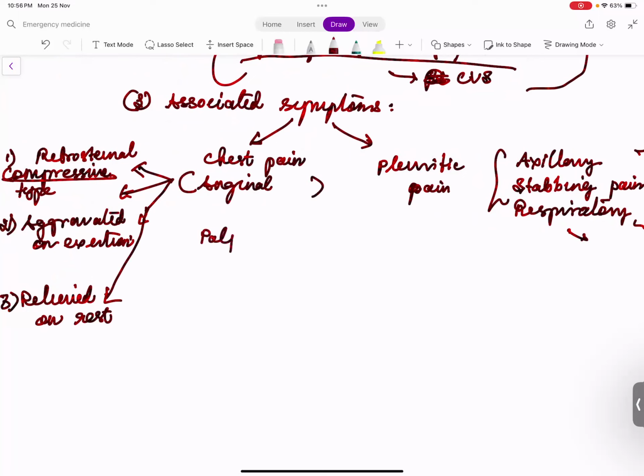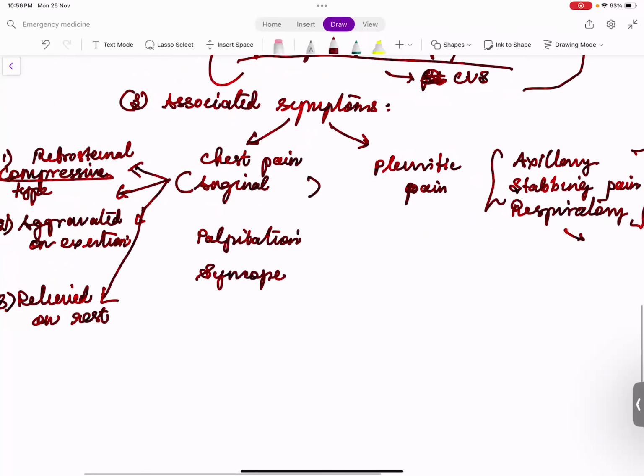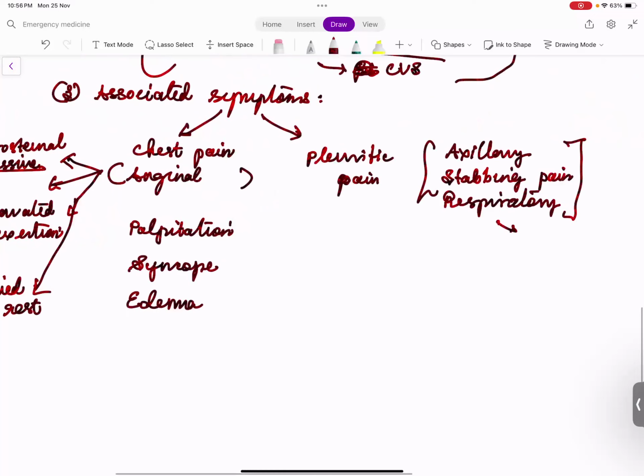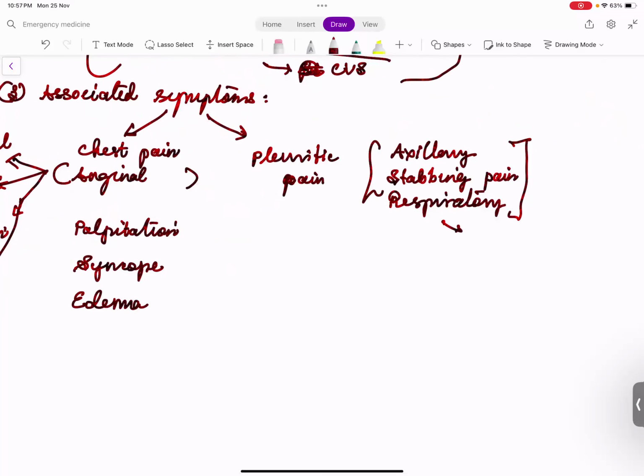Then you can ask about palpitation. Palpitation mostly points towards a cardiac cause. Presence of syncope or loss of consciousness also mostly points towards the cardiovascular system. Of course, there's overlap also. Then you can ask about history of leg swelling, pedal edema. Presence of edema also points towards the cardiac cause. On the contrary, as I told you, presence of a pleuritic type of chest pain, in addition to breathing difficulty, points towards a respiratory cause.